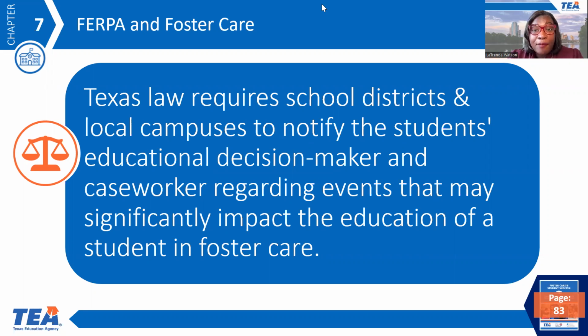So if anything is happening on campus for that student, or a decision needs to be made about the student, or anything that impacts that student's educational process, contact should be made with the educational decision maker. Who is that person? You receive the 2085E. The person listed on the 2085E as the educational decision maker is who you need to contact. So make sure you have the proper paperwork in order to understand who to contact in any instance, because it is Texas law.